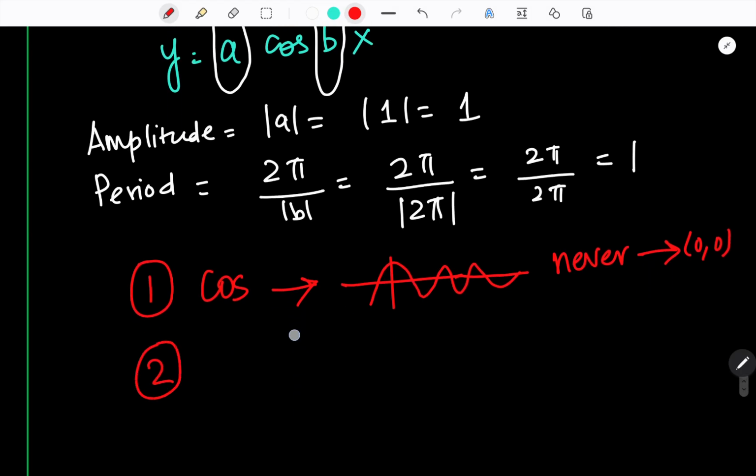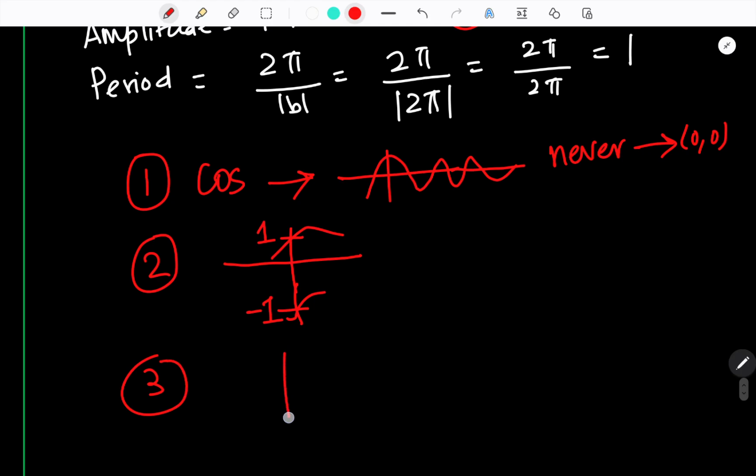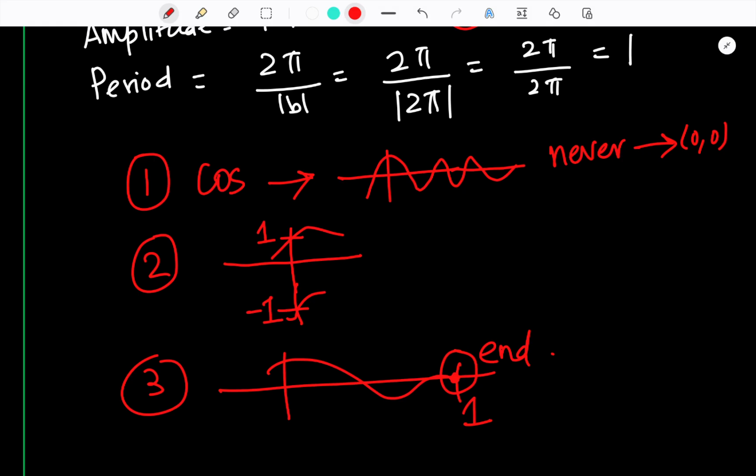Second point, the cosine curve. What is your amplitude? It's 1. So here it is 1, here it is minus 1. So the curve goes here and goes here. And the third point, what is your period? Your period is 1. So the curve must end here. This is your end point. So these are the 3 steps you have to remember before starting the sketch. Understand? Simple, easy.